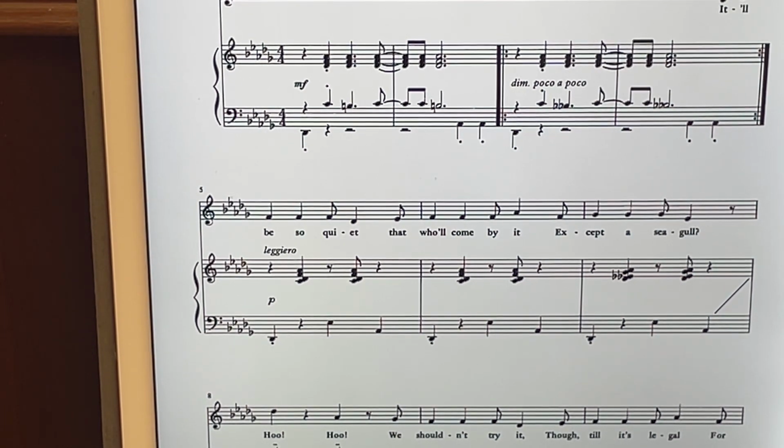Ready, go. Be so quiet that who'll come by it.